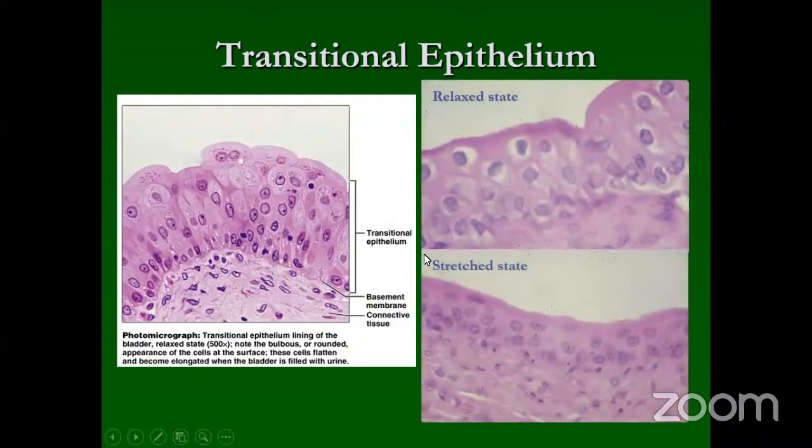So you can see the top one is the relaxed state and the other is the stretched state. When it is relaxed, the cells are bigger in size. When it is stretched, the cells are very small and the surface portion is increased.